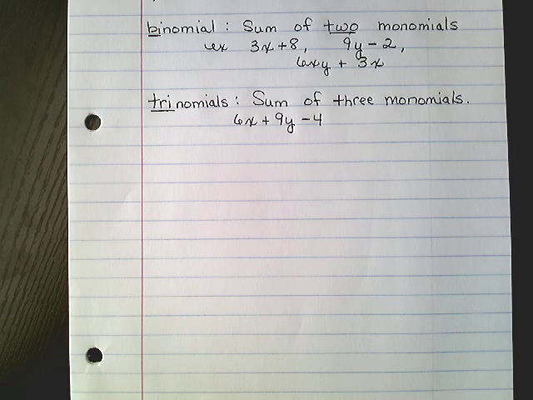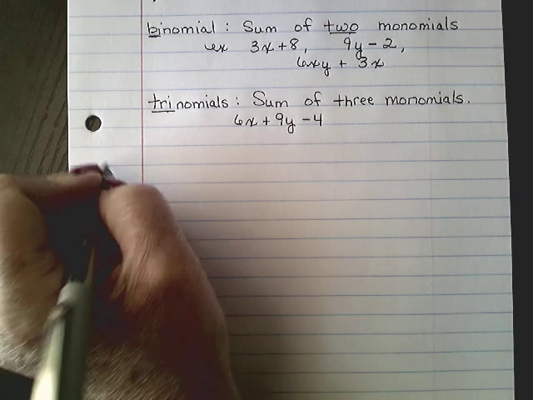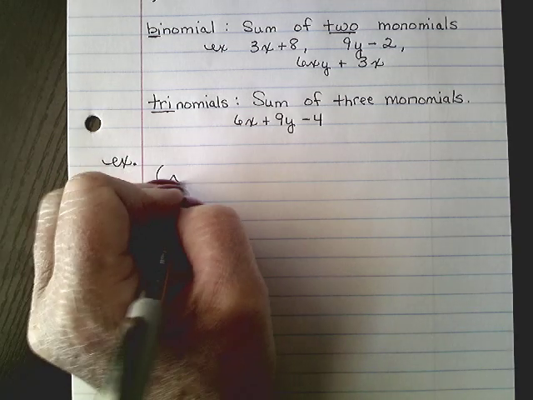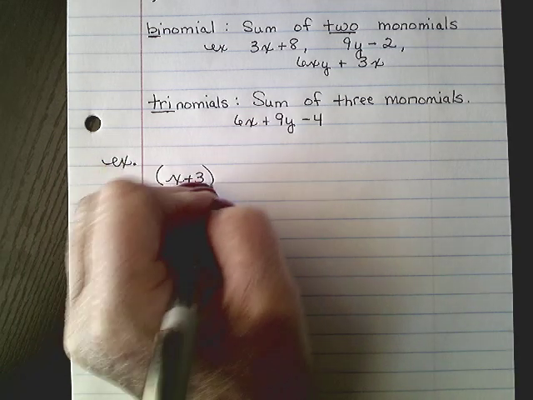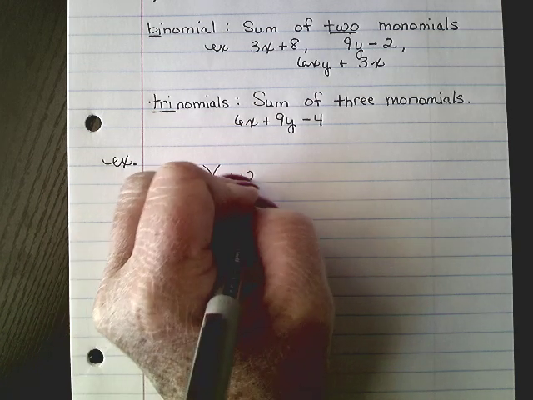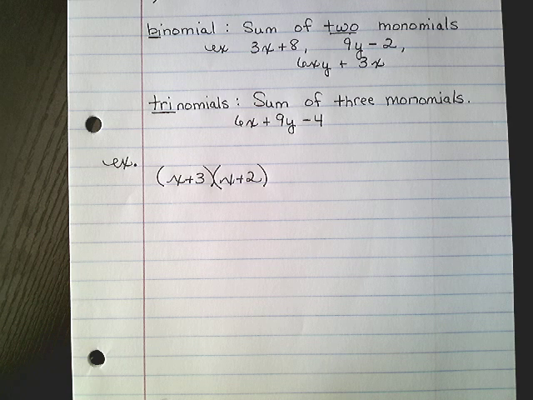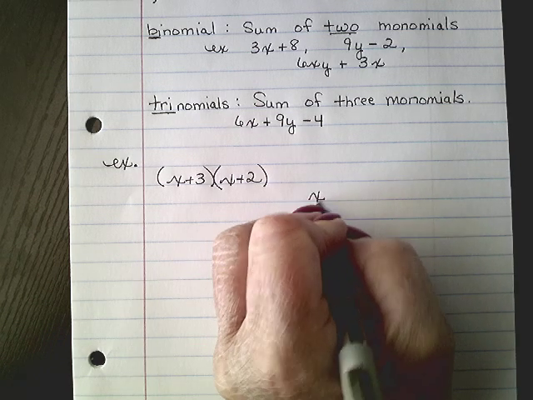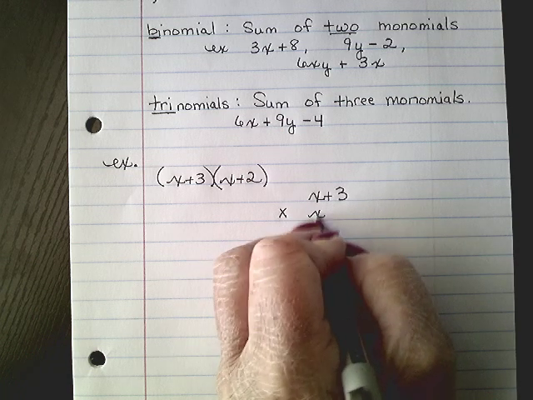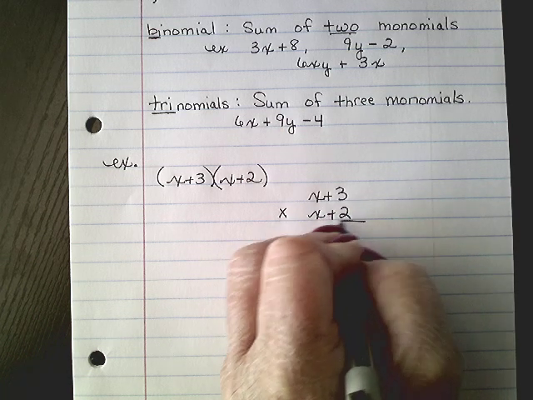All right, so we're going to start multiplying binomials today. I'm going to jump right in with examples. First example for multiplying: we are going to multiply x plus 3 times x plus 2. Now if you want to, you can do this vertically. So I'm going to put them above each other, x plus 3 times x plus 2.